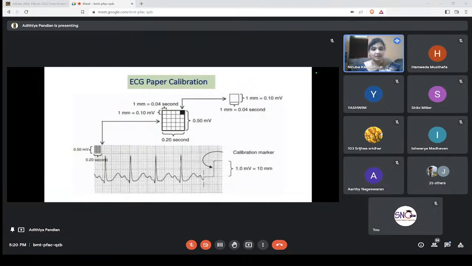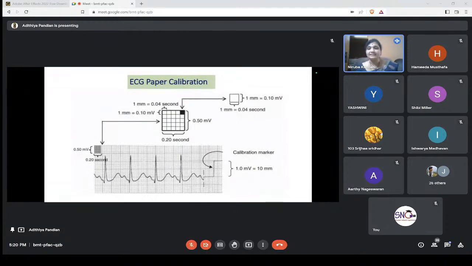So one big box will correspond to 0.5 millivolts. One small box will correspond to 0.04 seconds and one large box will correspond to 0.2 seconds. We'll stick only to the large boxes today. We'll not go much into small boxes, just knowing that a small box is 0.04. But we'll stick to large. Each large box in the x-axis will have 0.2 seconds and the y-axis will be showing millivolts.